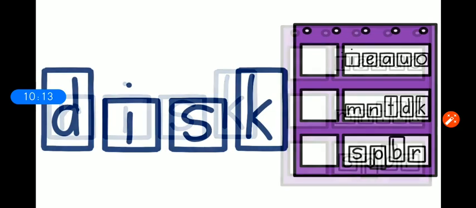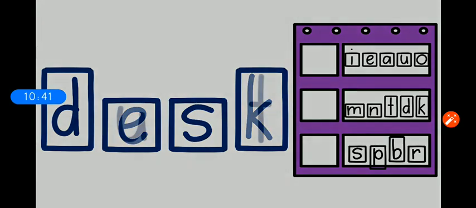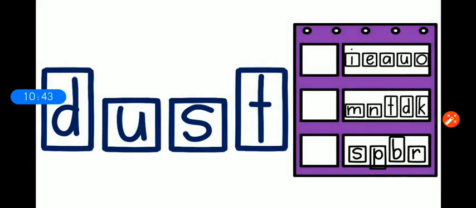Beautiful. Now we have another one again. Disk. Now check your chaining folder and see if you can find these letters. Good. They're all there. Keep writing them down and take note of every letter. Okay? Now another one is desk. D-E-S-K. Desk. We also have another one. D-U-S-T. Dust. Can you find these letters on your board?